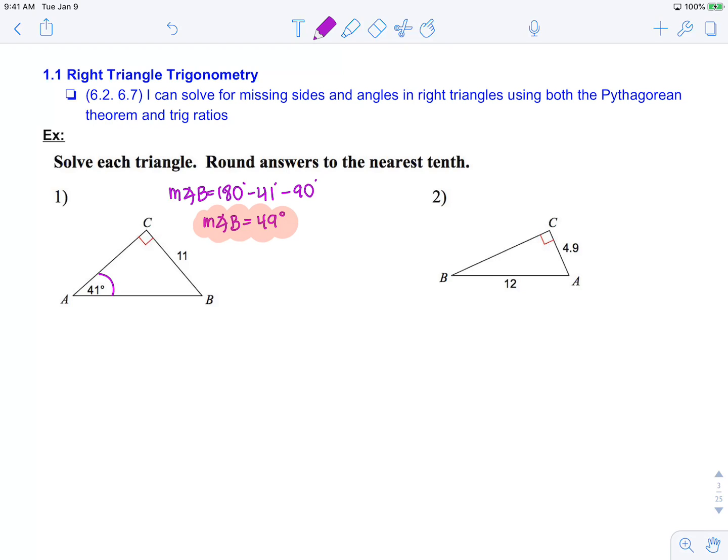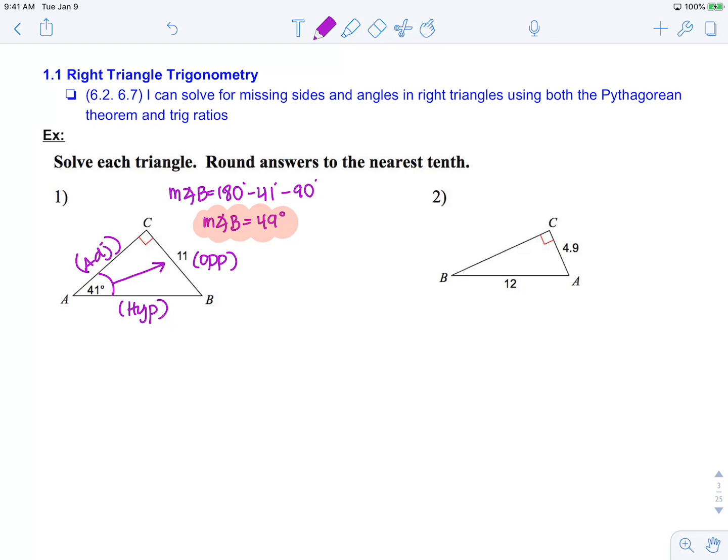Now I'm going to use 41 as our acute angle of reference. If I'm focusing in on that angle, that means that 11 is our opposite side, and AB is our hypotenuse, and AC is our adjacent.